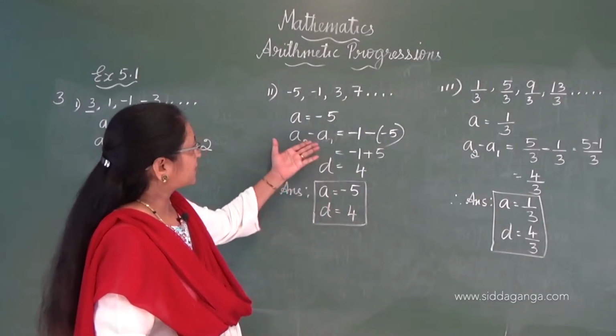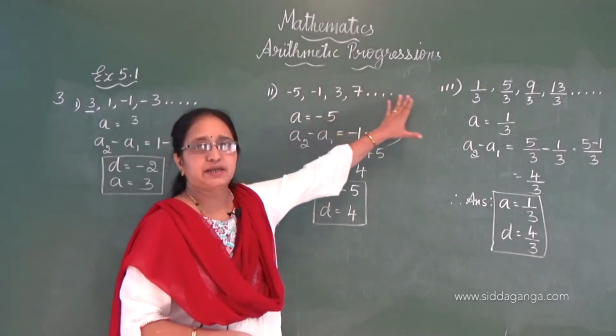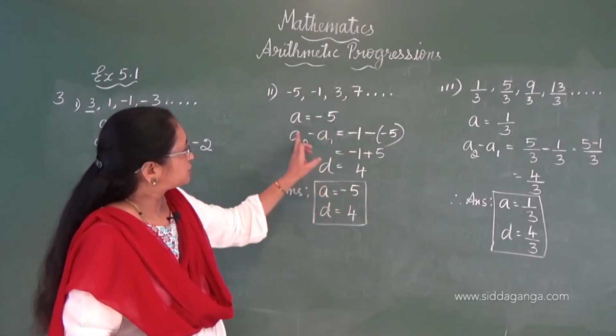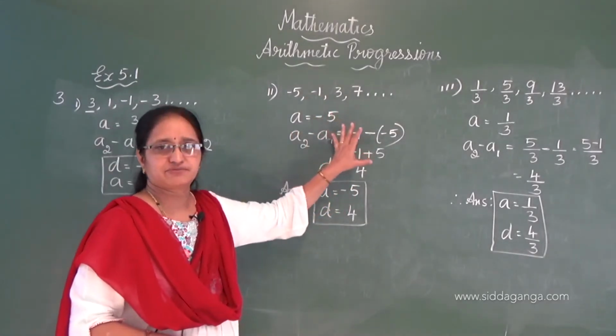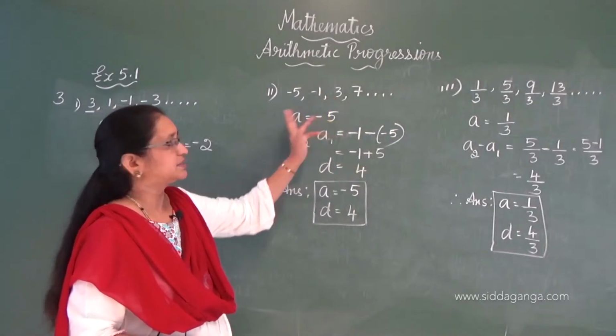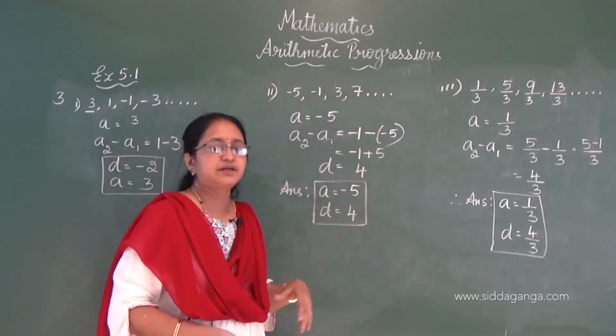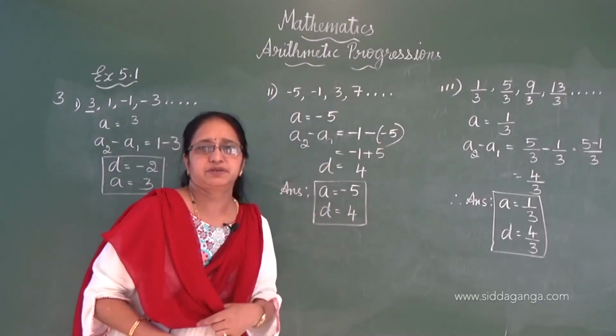See, you need not find A3 because since this is in AP, they have given in the question, it is in AP. So, if you do only A2 minus A1, it is enough. You need not continue with A3 minus A2 and all, because they have given in the question only, it is in AP.